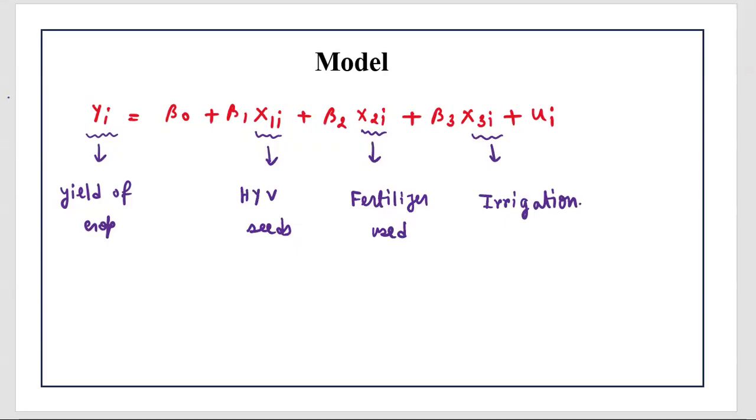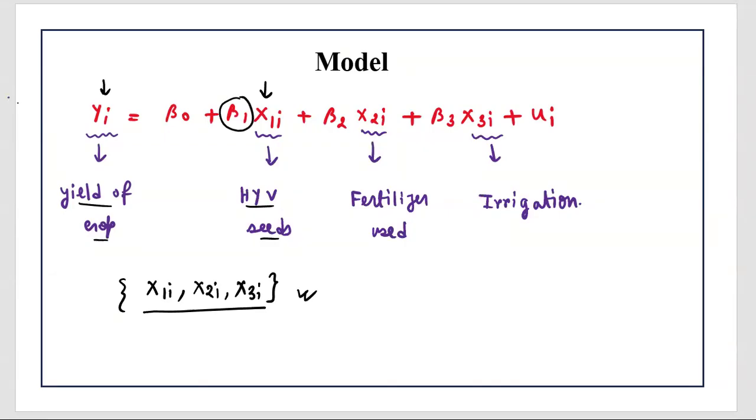Now, whenever we talk of any regression situation, what do we want to know? We want to know the cause-effect relationship. So we want to know how much of the total variation of y is explained by the explanatory variables in our model, which are x1i, x2i, and x3i, the three regressors in this model. This is the basic intention of running this kind of regression. Now, what if I want to know only the effect of x1 on y, the effect of HYV seeds on the yield of crop? Intuitively, we can say that this is given by this particular coefficient.